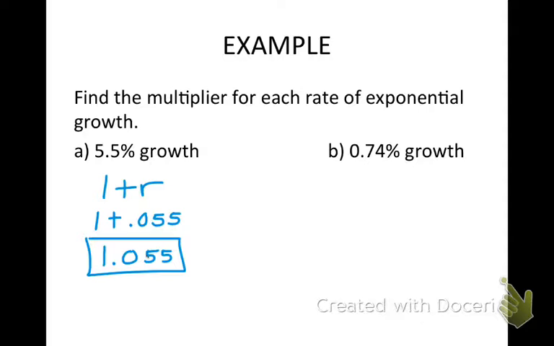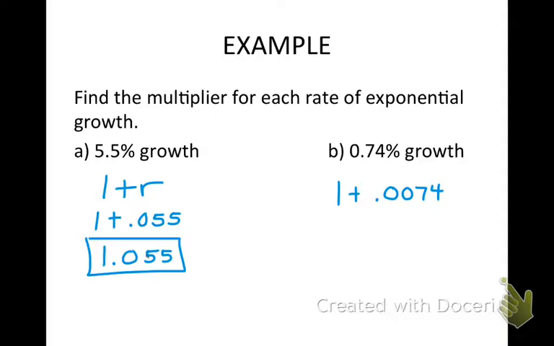Yep, that's it. I think the first few problems in your textbook for homework are find the multiplier, and that's all you're going to do. You just need to decide whether it's growth or decay. For B, if my percent of growth is 0.74%, it's going to be 1 plus what? 0.0074.